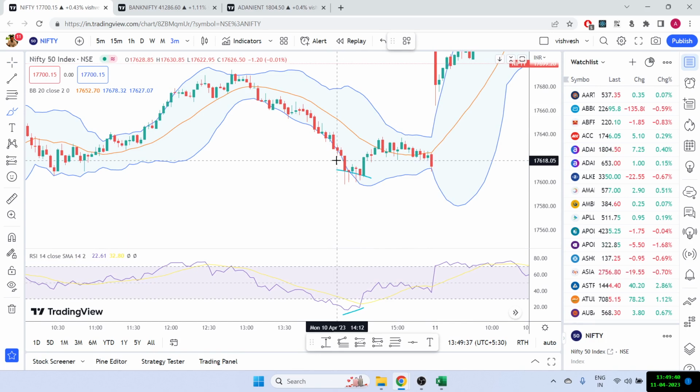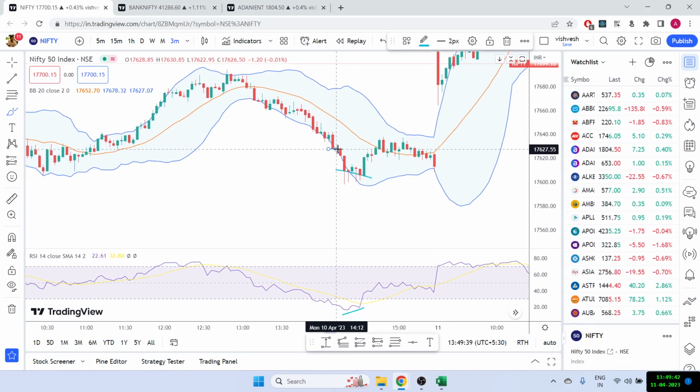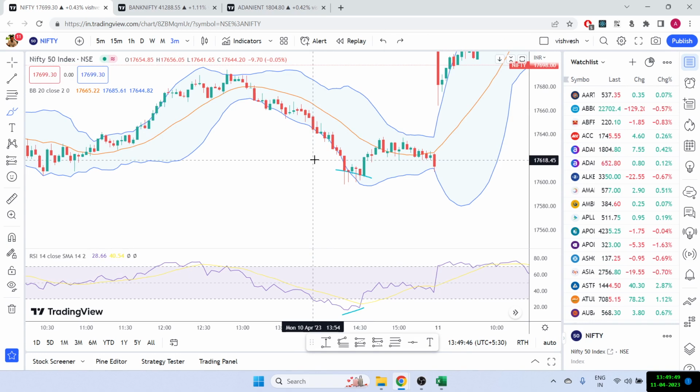But when can we take the entry? If you see here, even here the stock came below the Bollinger Band, right? Even here the stock came below the Bollinger Band. So we should know the exact time to take the entry, and for that we are going to use the RSI divergence. So the first step is we are looking for the stock to be below the Bollinger Band. Once that is true, we look for if we get a divergence.